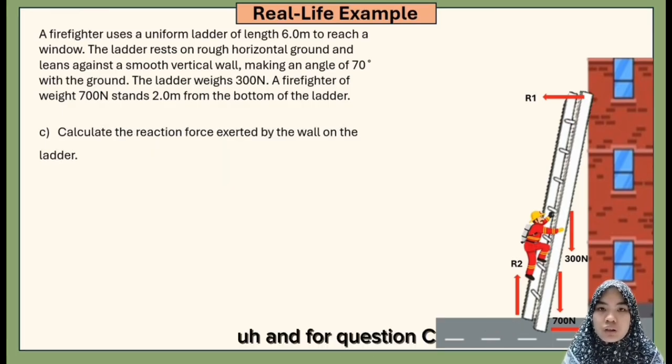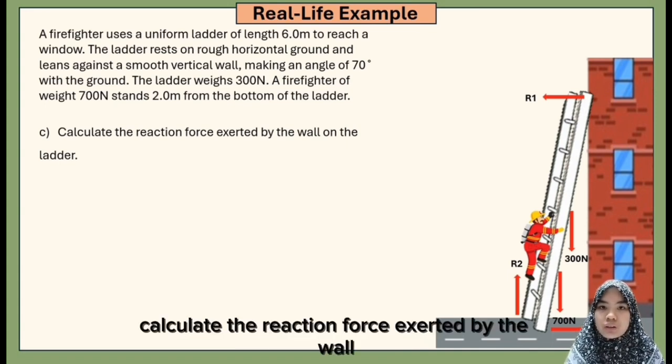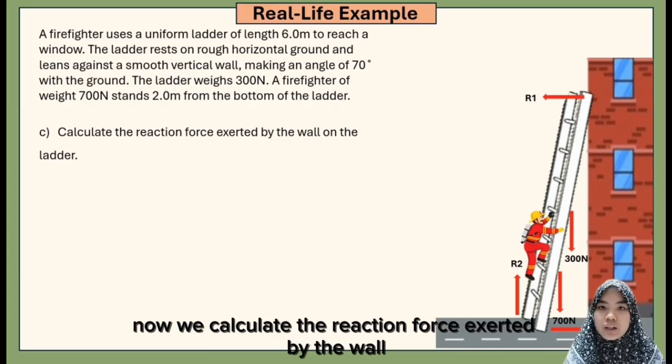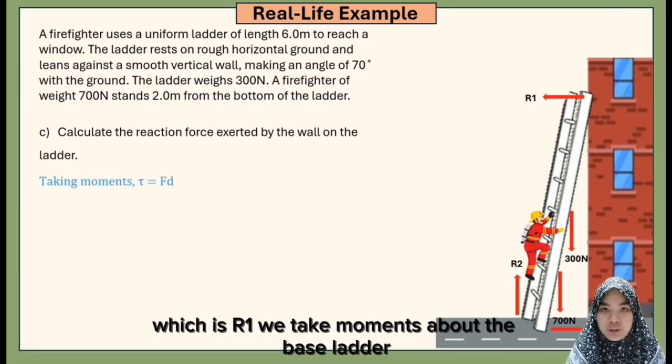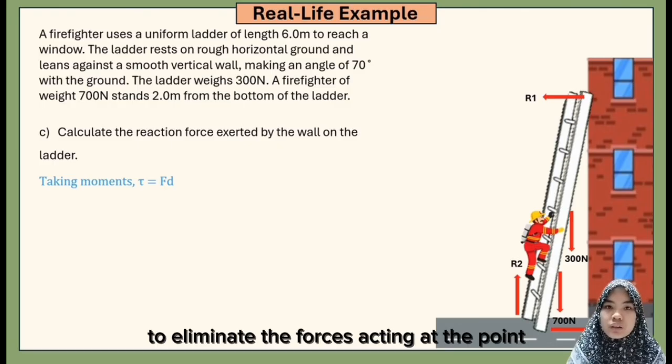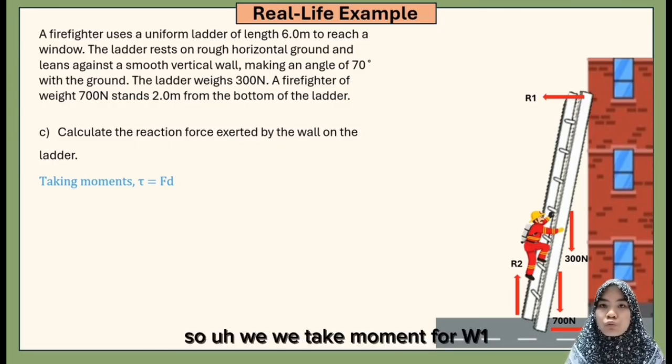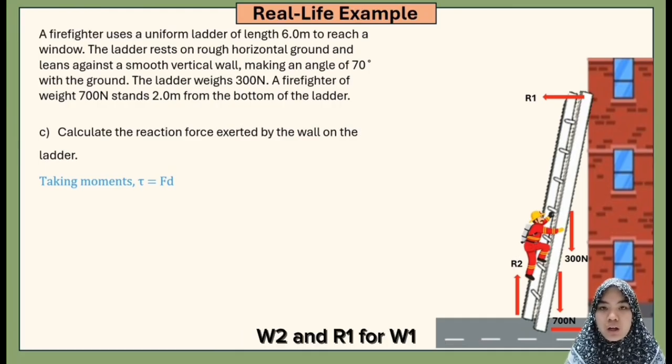And for question C, calculate the reaction force exerted by the wall on the ladder. Now, we calculate the reaction force exerted by the wall, which is R1. We take moments about the base of the ladder to eliminate the forces acting at that point. So, we take moment for W1, W2 and R1.